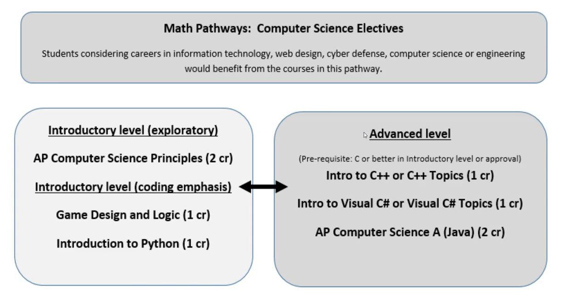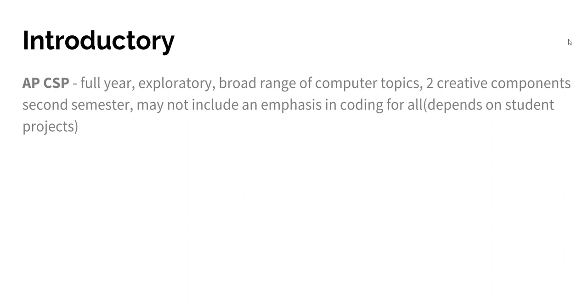And then the advanced level is the classes that we have already offered: C++, C#, and AP Computer Science, which is in Java. Notice the double arrow. Students can go back and take one of these other introductory classes after taking an advanced class. A little bit more information on each of the classes.